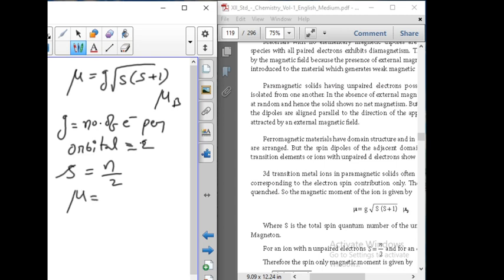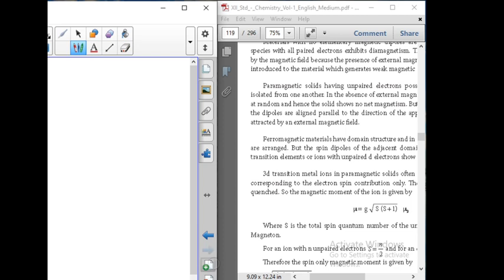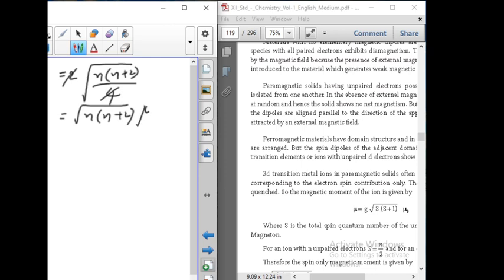So mu is equal to 2 into square root of n by 2 into n by 2 plus 1. So that is equal to 2 into square root of n into n plus 2 by 4. So 4 and 2 cancel. So the square root of n into n plus 2 Bohr magneton. So this is the magnetic moment formula.